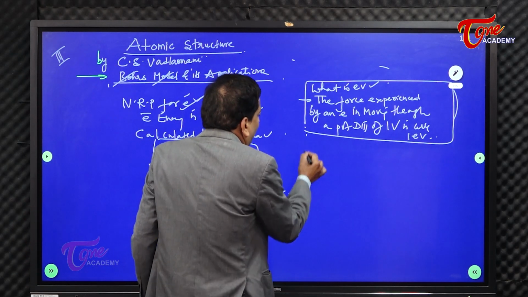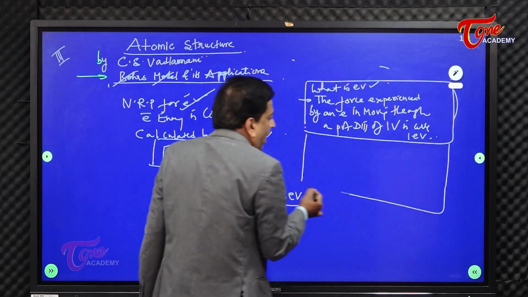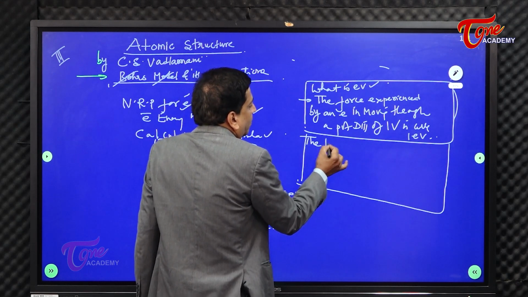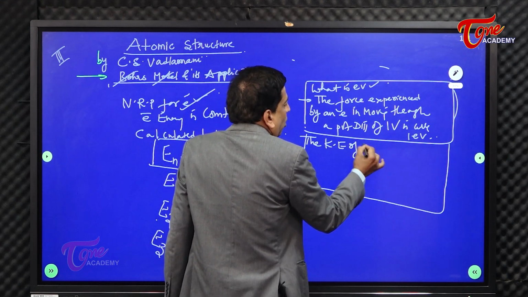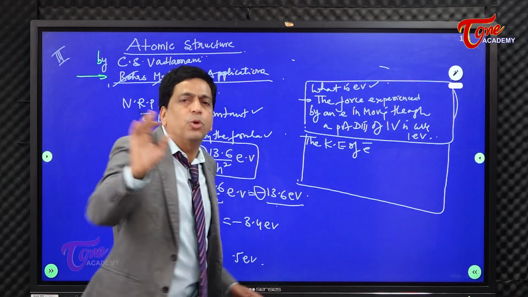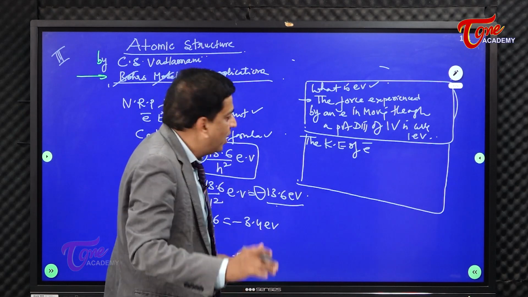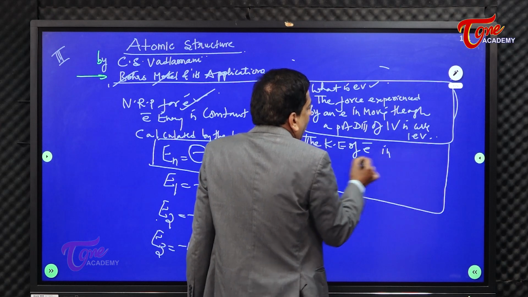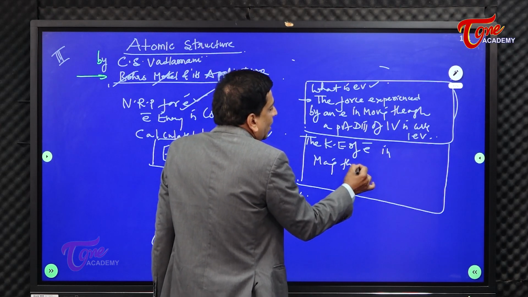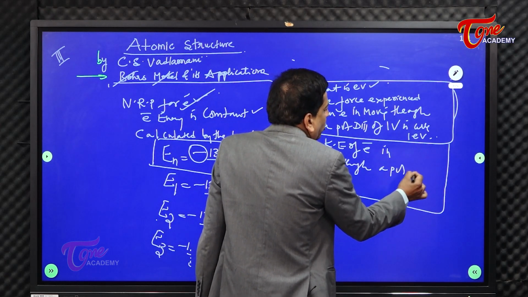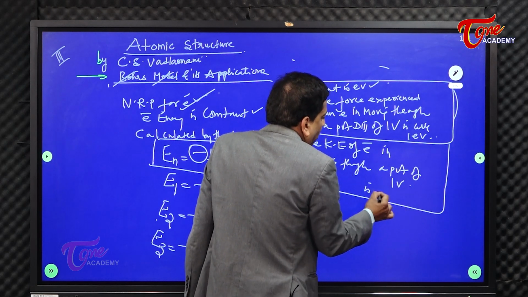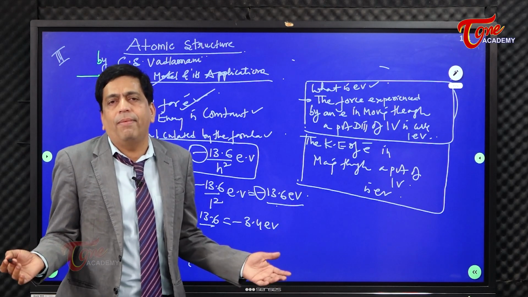So synonymously, I would like to call this the kinetic energy of the electron, because actually it's a mechanical motion. Someone is pushing you. So the kinetic energy of an electron in actually moving through a potential of 1 volt is also called an electron volt. You must understand this.